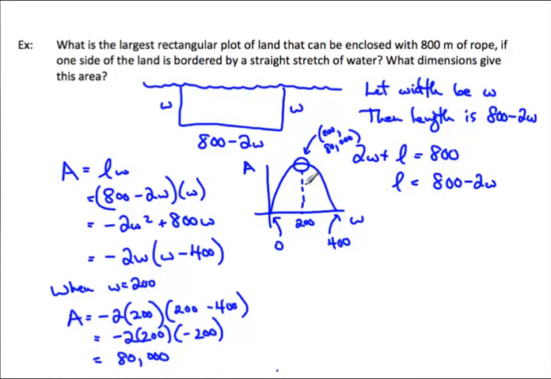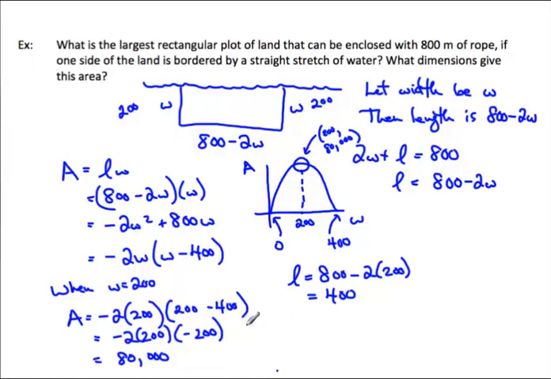The one thing we haven't found yet is what the length is. You can work it out quickly from here. If the width is 200, this width is also 200, then this one is going to be 800 minus 2 times 200. Length is equal to 800 minus 2 times 200, which is equal to the 400 meters remaining.